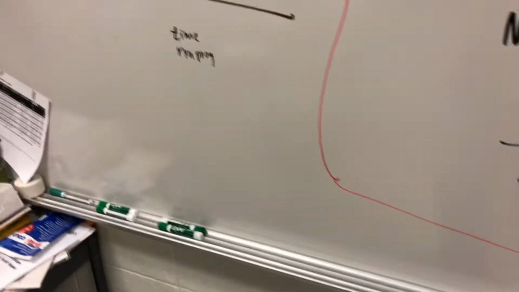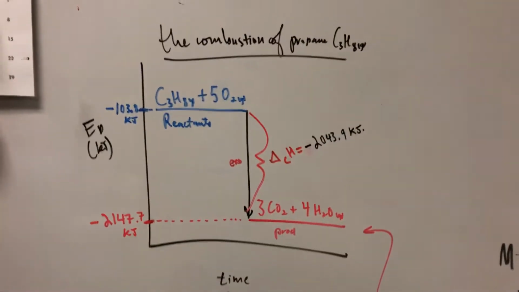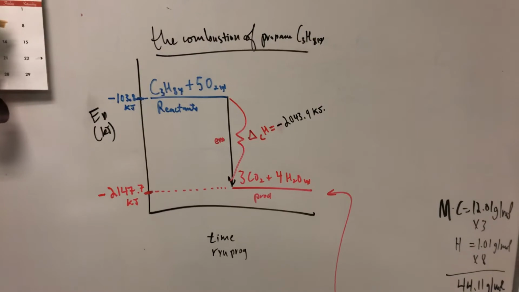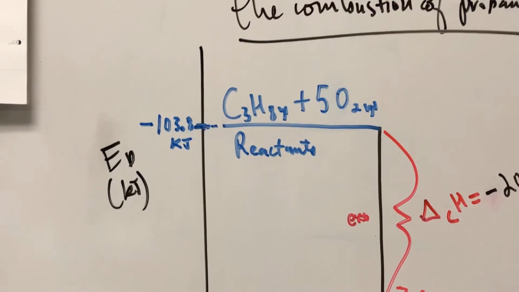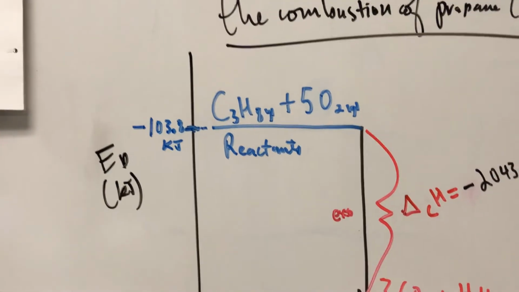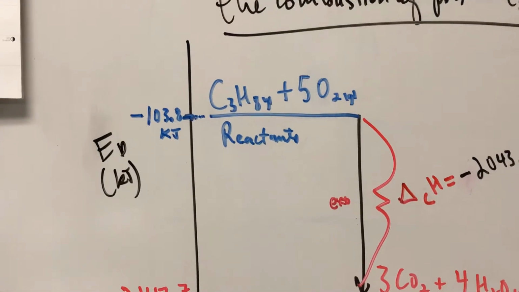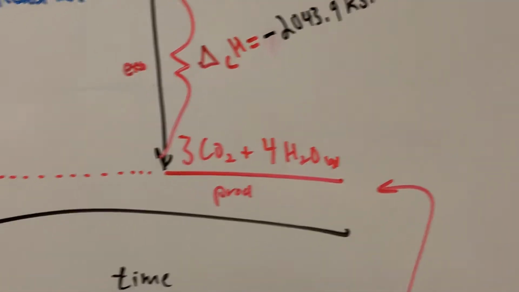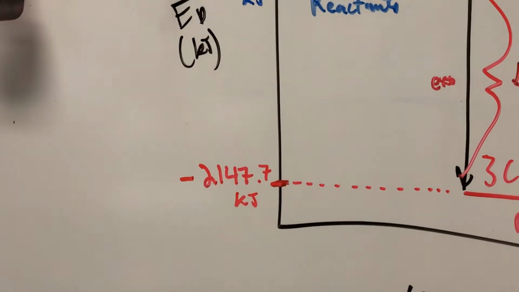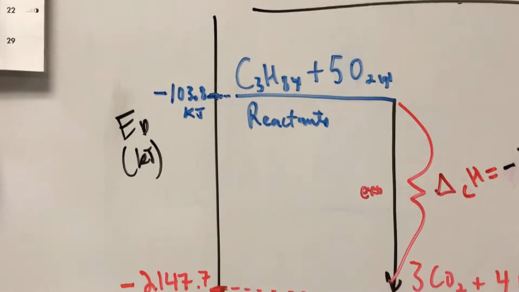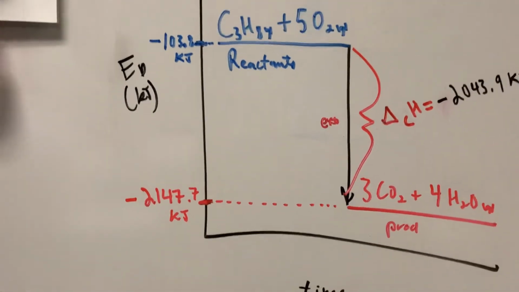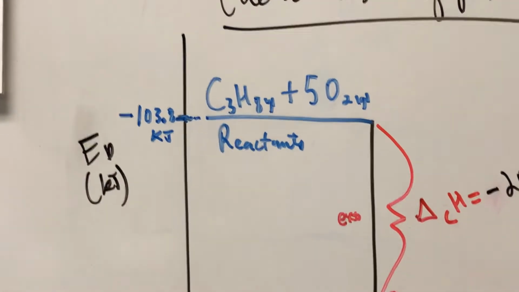So if we go over here, we can actually put it all onto an enthalpy graph. So that 103.8 we can actually put on as a real number now as the potential energy of the reactants, and it's higher. Even though it's negative, it's 103.8. And the enthalpy of the products, negative 2147.7, which would you rather have in your bank? Negative 103.8 or negative 2147? Clearly, negative 103.8 is a bigger number, so it's higher.